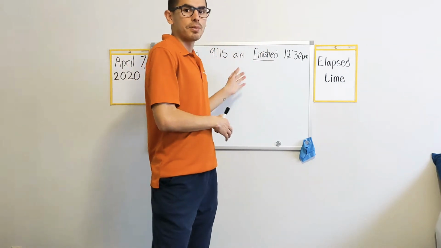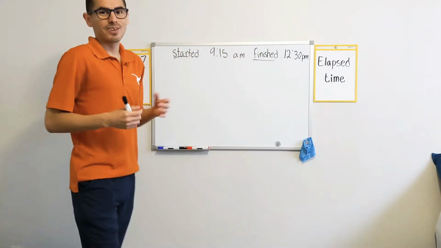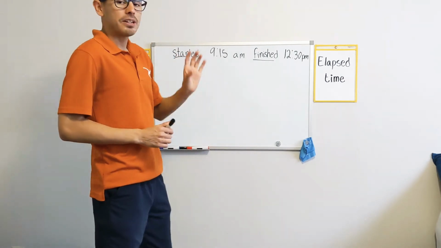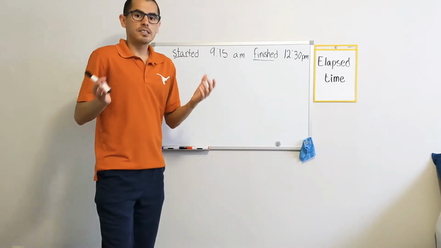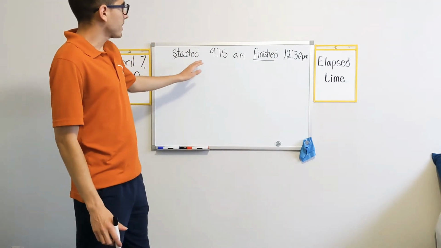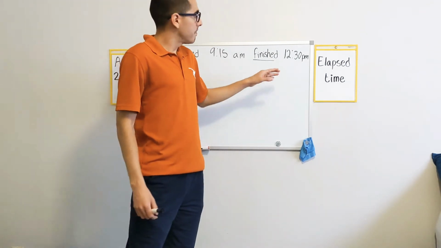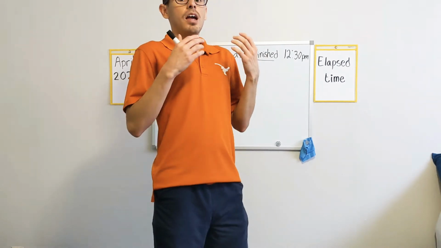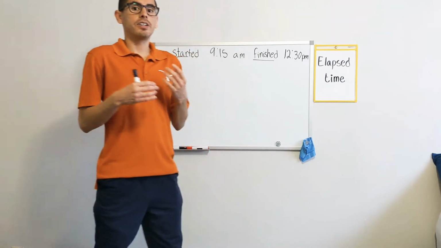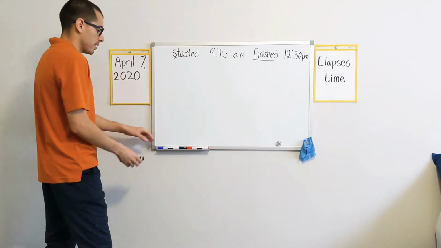I can't put a word problem up here, so I am recording this at home. But I have taken the important information out of this problem and I have put it up here. In this problem, this kid named Johnny starts his homework at 9:15 a.m. and he finishes his homework at 12:30 p.m. Now the question is, how much time did Johnny spend on his homework? It's a very simple question.